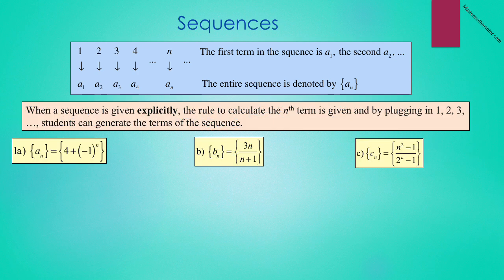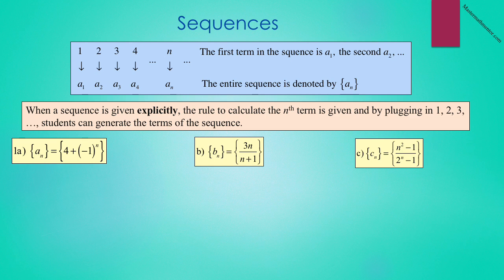Sequences are given in one of three ways: explicitly, recursively, and the first few terms. When a sequence is given explicitly, the rule to calculate the nth term is given, and by plugging in the numbers 1, 2, 3, etc., students can generate the terms of the sequence. The advantage of the explicit form is that students can determine any term of the sequence simply by plugging in that number. You want the 50th term? Plug in 50 to the expression.